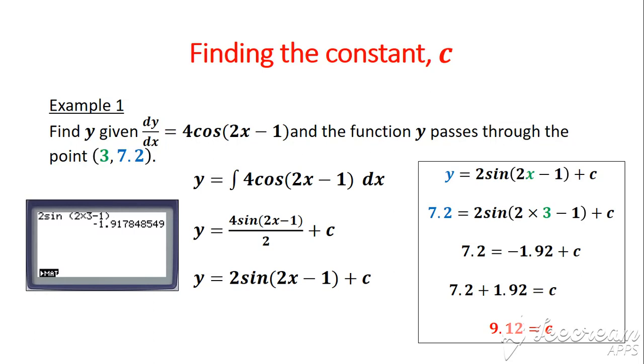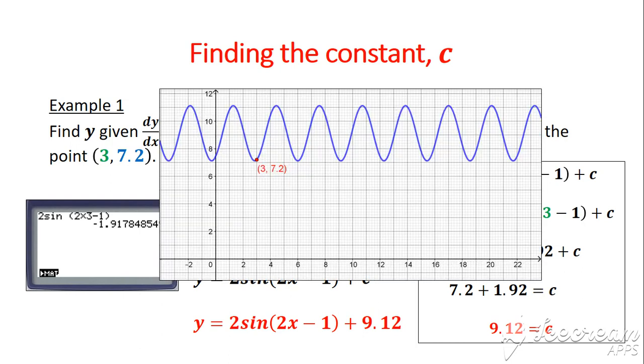So we can finally write down our y function. y is equal to 2 times sine bracket 2x minus 1, close bracket, plus 9.12. Now, if you've studied the trig section earlier in the year, you've probably realized that this is a trig function, and it's moved up 9.12 squares on the y-axis. And you can see clearly that this trig function does pass through the point 3, 7.2.